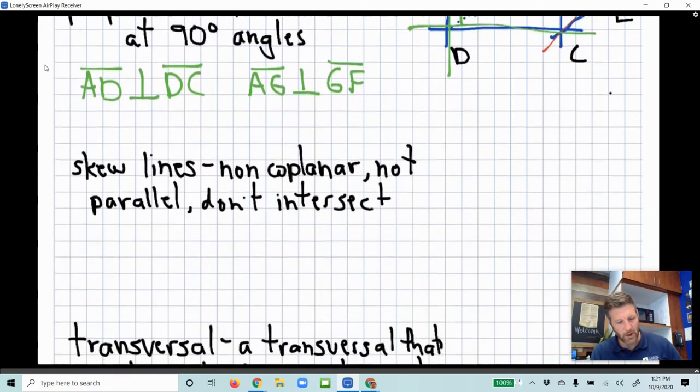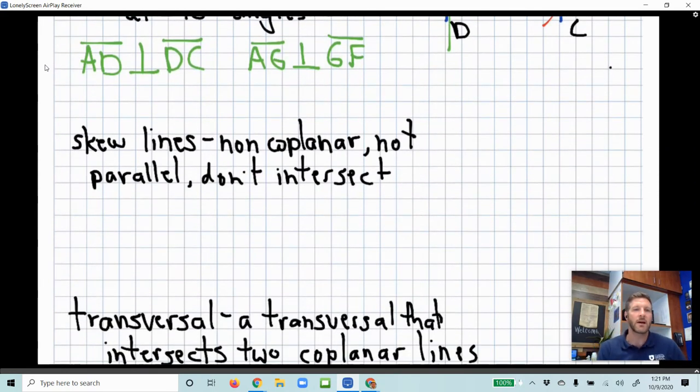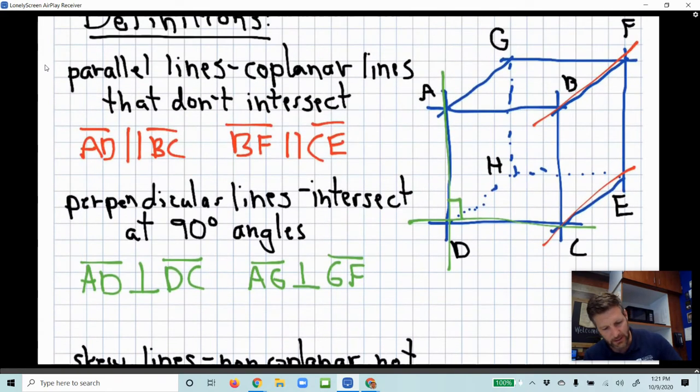And then our next type are skew lines. Skew lines are basically lines that don't fall into the previous two categories. They are lines that are non-coplanar, so they don't lie on the same plane. In other words, you couldn't create a surface between the two lines. They're not parallel and they don't intersect. So this can be a little trickier to identify, but let's take a look up here.